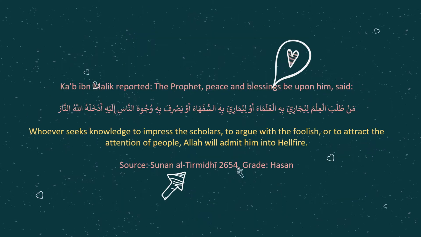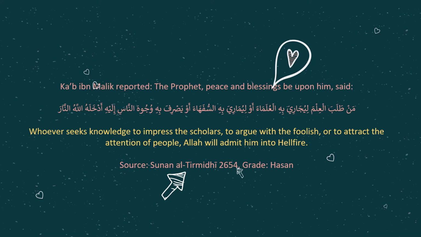So as usual, let's go through this one hadith. Ka'b ibn Malik reported the Prophet ﷺ said, whoever seeks knowledge to impress the scholars, to argue with the foolish or to attract the attention of people, Allah will admit him into hellfire.